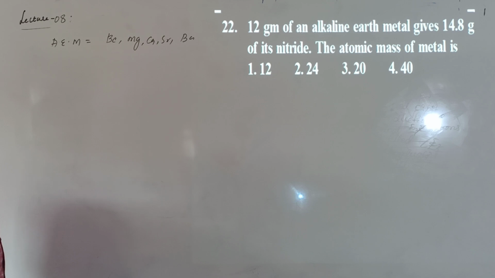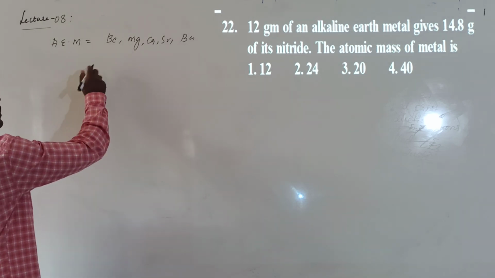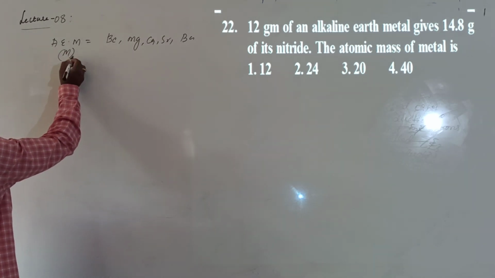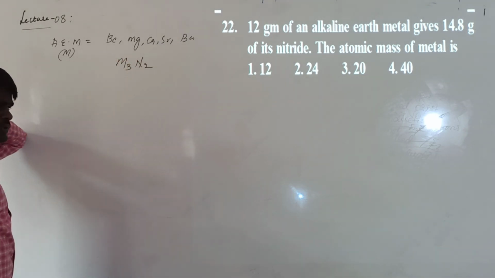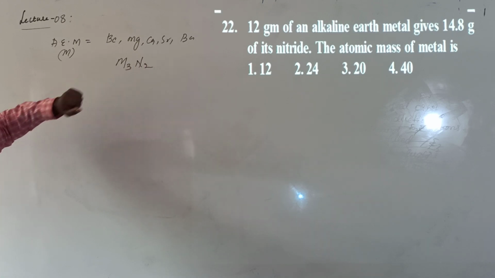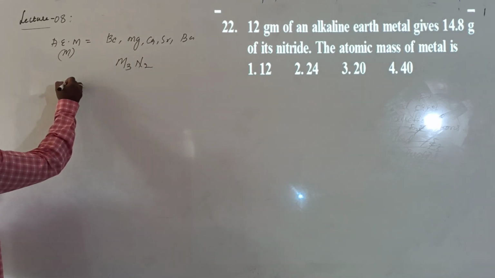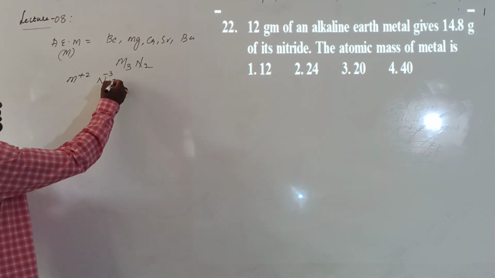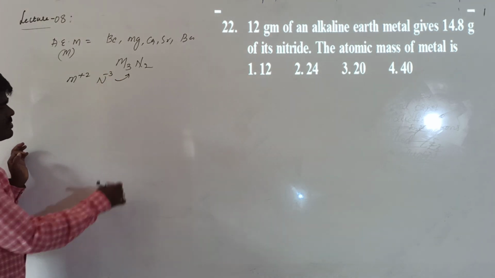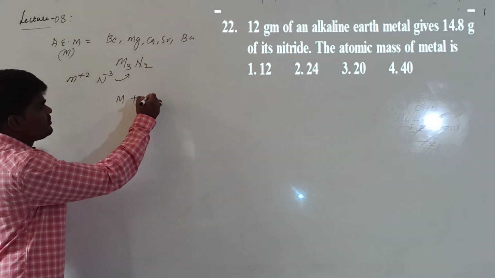What is meant by nitride? If you assume this as metal M, the nitride of an alkaline earth metal will be in the form M3N2, because the metals are +2 and nitride is -3. So the formula will become M3N2. So what is the general way of writing this equation?